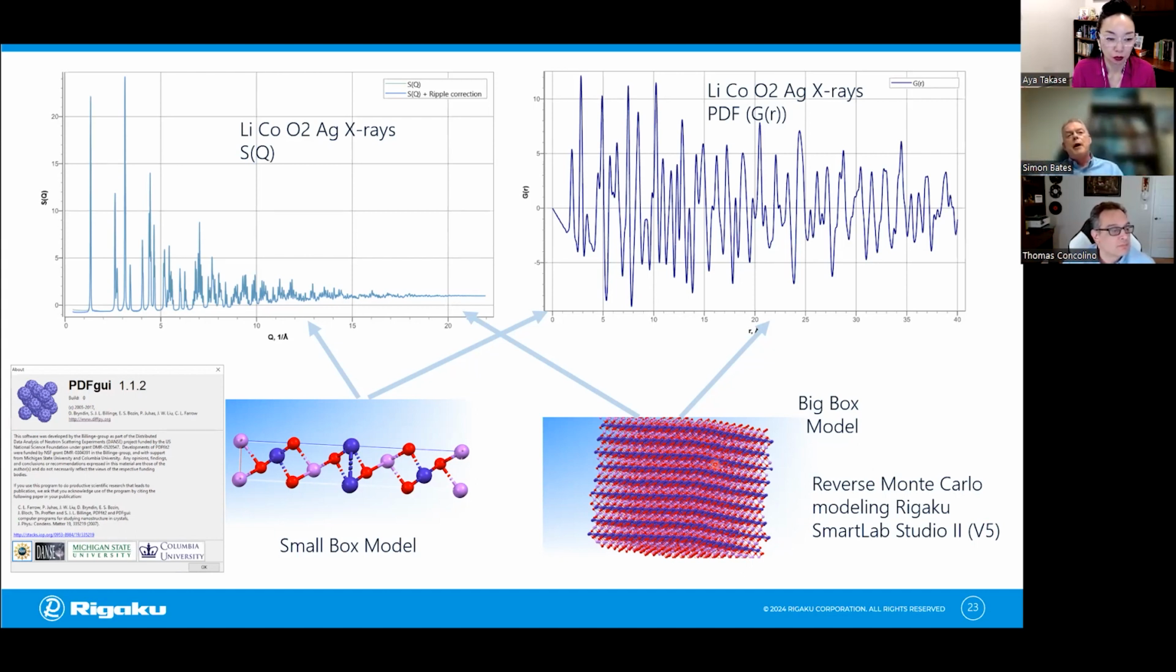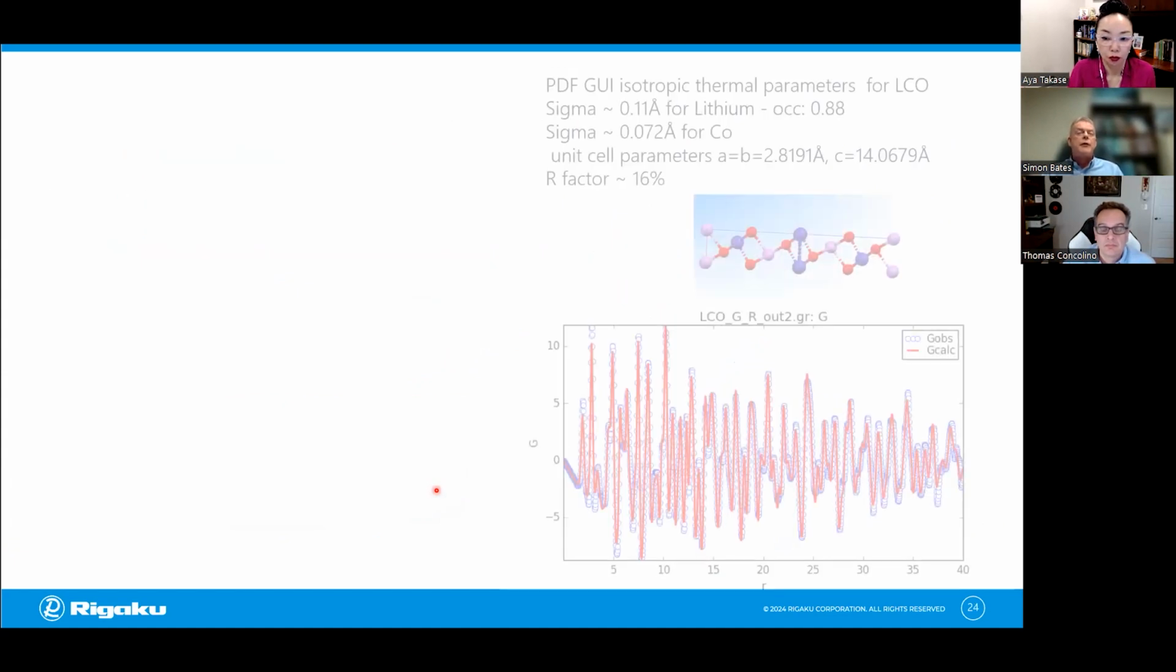From our big box model, we can then calculate the PDF directly, or we can calculate the reduced structure factor. The same applies to the small box, although in PDFgui right now you can only fit against the PDF, so you must have a PDF for PDFgui. You can't do it from S of Q. So let's quickly go through and look at some results.